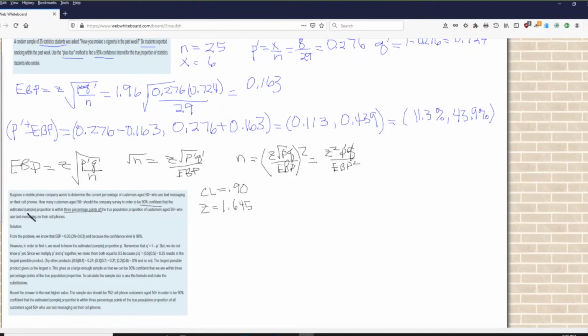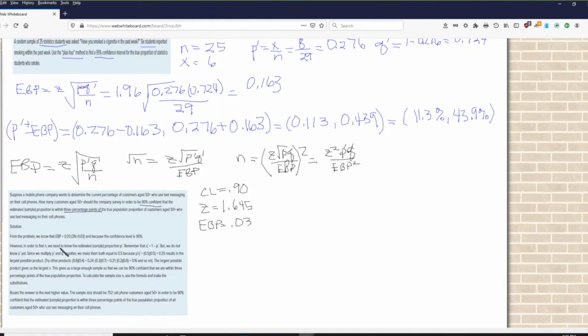And it says we want the estimated sample proportion to be within 3 percentage points of the true population proportion of the customers. So they've written it out in words, but what that's saying is that's your error bound of the proportion. So they want the error bound of the proportion to be 3%. So if I write that as a decimal, I'm going to move the decimal 2 places. So that's going to be 0.03.